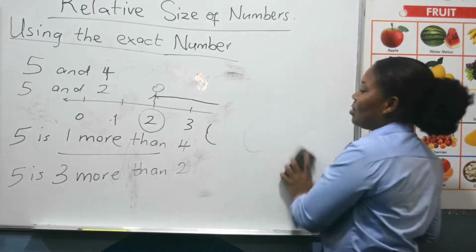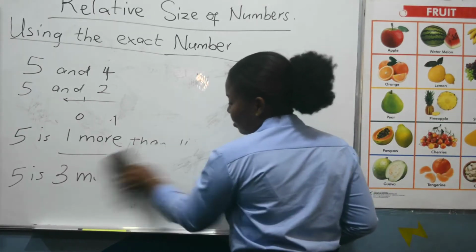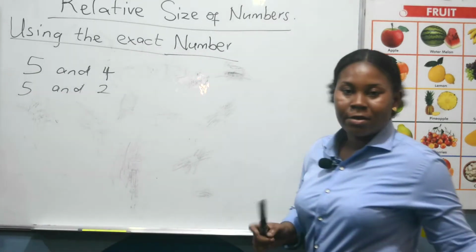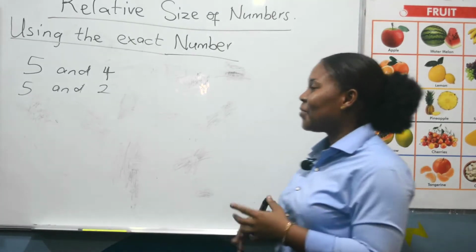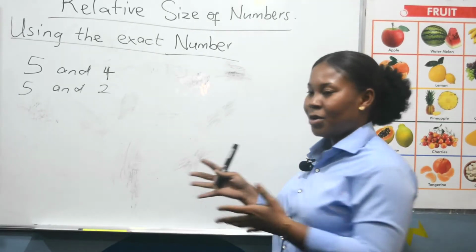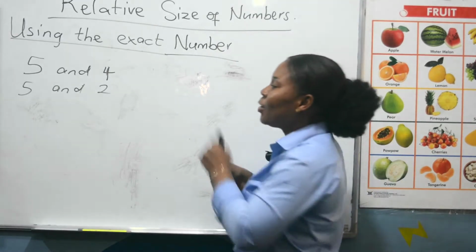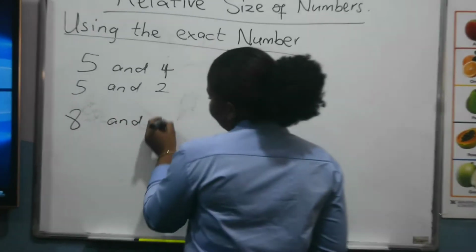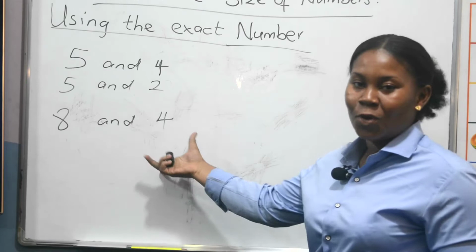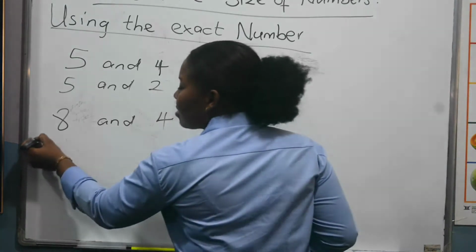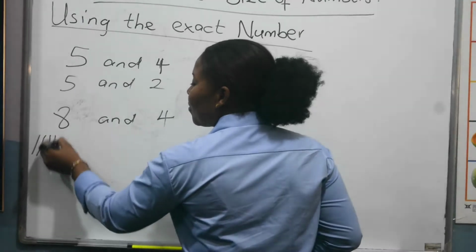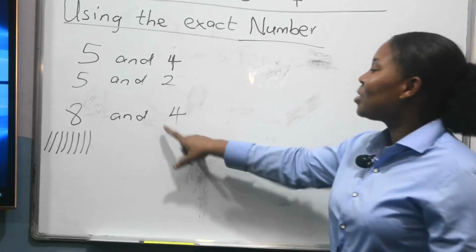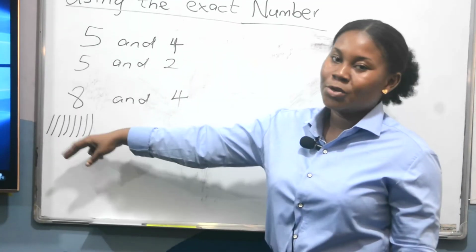You can also use counters or straws, but because I don't have the straws here, I will use strokes, which you can also use, after that you clean it up. So example, 8 and 4. Let's use our strokes. Let's count together. 1, 2, 3, 4, 5, 6, 7, 8. Very good. So we will take the 4 out of the 8 strokes that we have drawn.